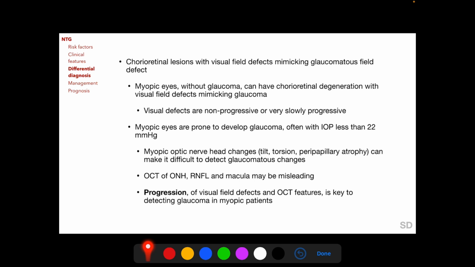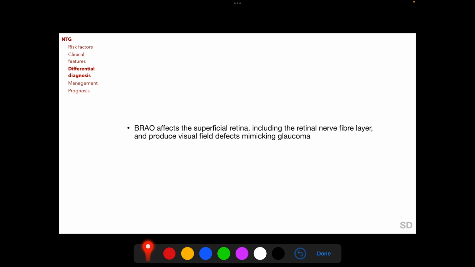So, detection of progression of visual field defects and OCT features in myopia is key to detecting glaucoma in these patients, and this is very important to remember. Since the branches of the central retinal artery supply the superficial retina, branch retinal arterial occlusion affects the superficial retina, including the retinal nerve fiber layer, and produces visual field defects mimicking glaucoma.